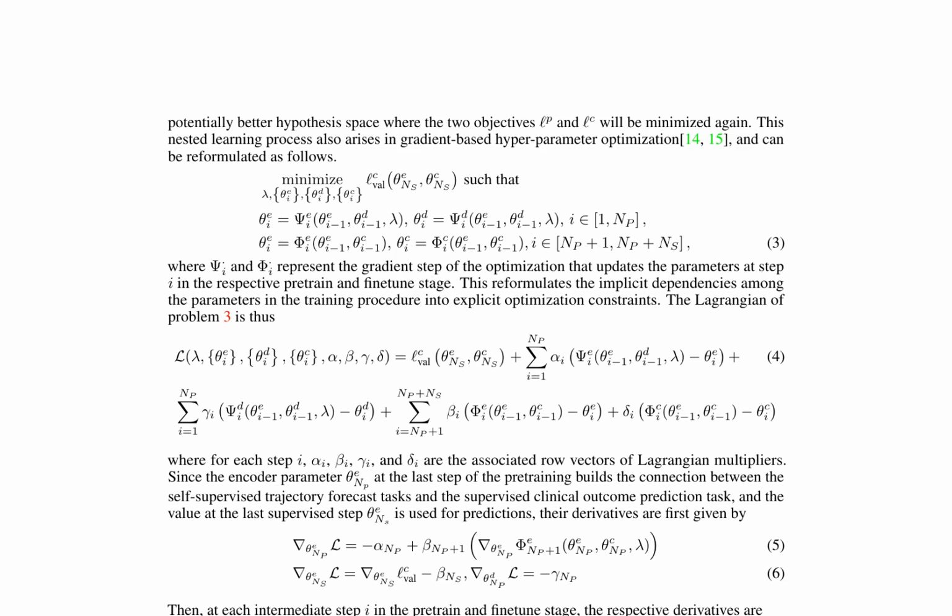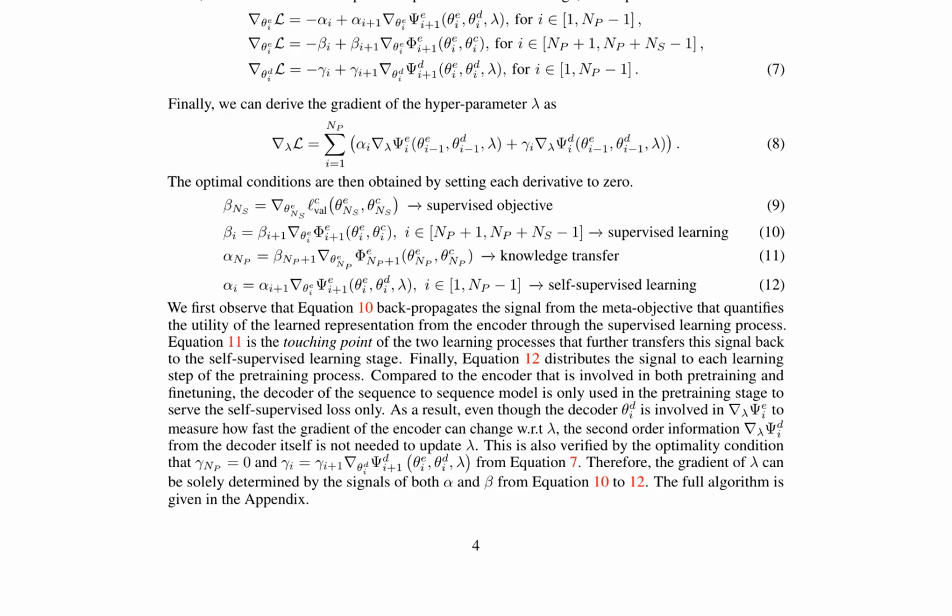The Lagrangian L is composed of the validation loss, LC_val, and penalty terms for each step in the pre-train and fine-tune stages, using Lagrangian multipliers alpha, beta, gamma, and delta. The derivatives of the Lagrangian with respect to the parameters and hyperparameter lambda are computed using the chain rule. Specifically, the derivatives with respect to the encoder parameters at each step, theta-e_i, and the last step of the pre-training, theta-e_np, are computed, as well as the derivatives with respect to the decoder parameters, theta-d_i.